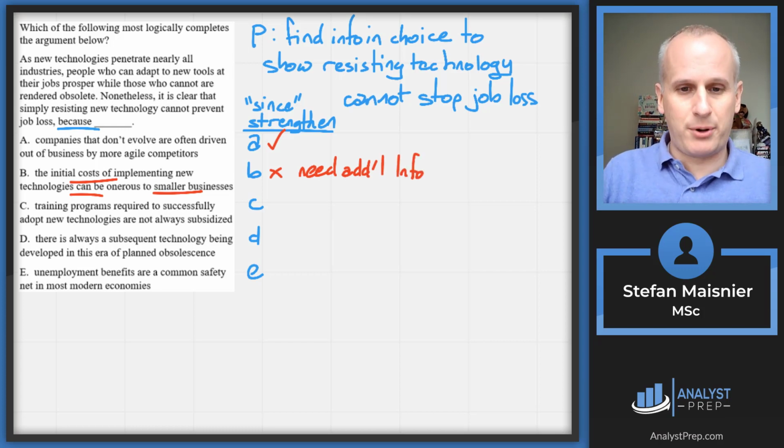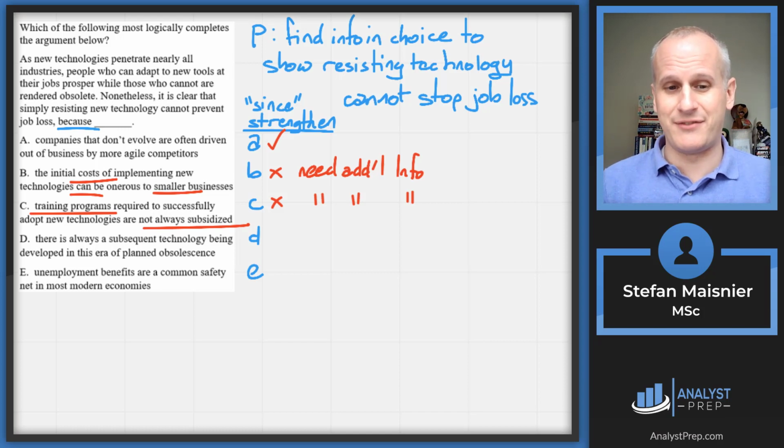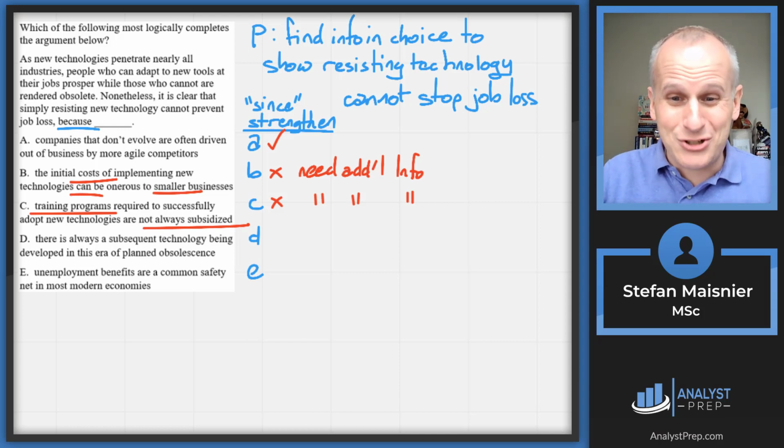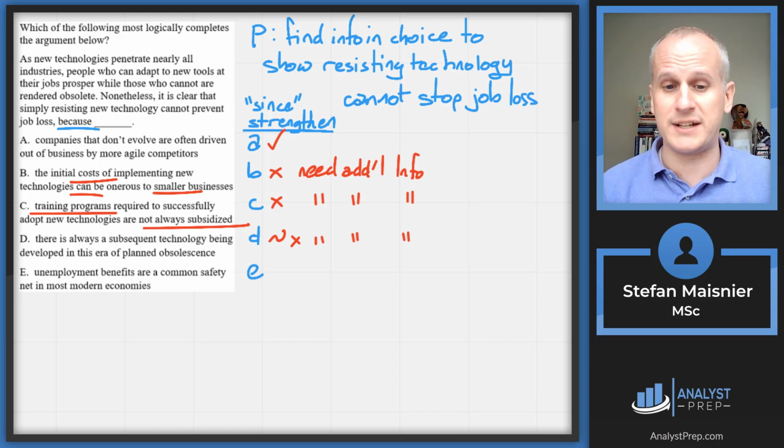Choice C, training programs required to successfully adopt new technologies are not always subsidized. Well, there's another idea or two that requires new information about subsidizing these training programs, what these training programs might be. Certainly can eliminate C relatively quickly. Choice D, there is always a subsequent technology being developed in this era of planned obsolescence. Well, a very philosophical idea that might potentially get a squiggle, but it's nowhere near as good as choice A. And just because there's a subsequent technology being developed, we don't know when it's going to come into play. We don't know the impact. So once again, this could probably be eliminated for needing additional information if we were being more technical about it.